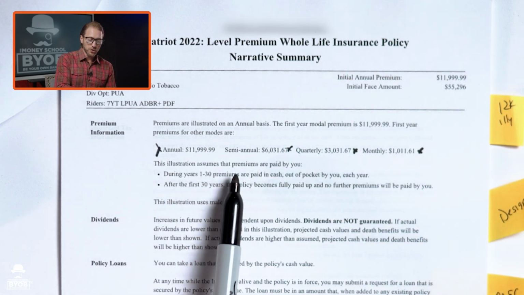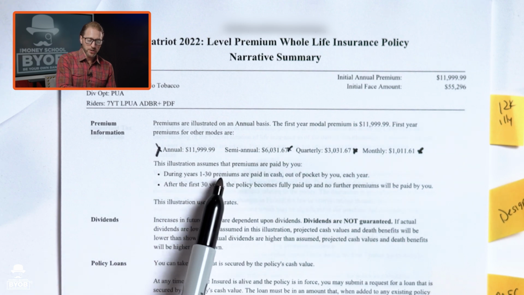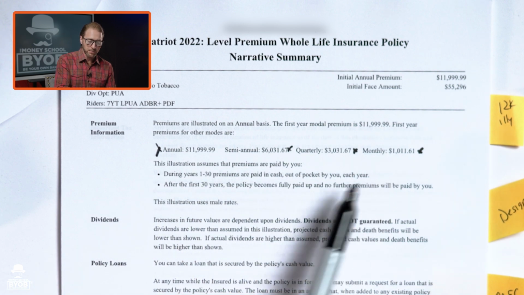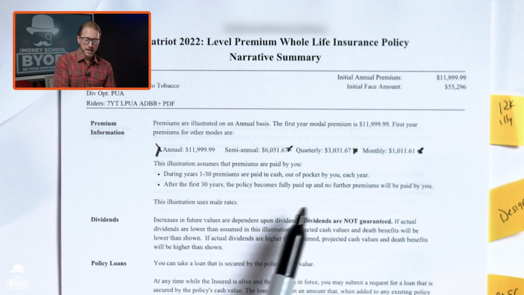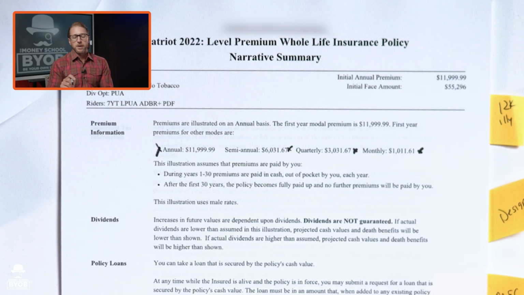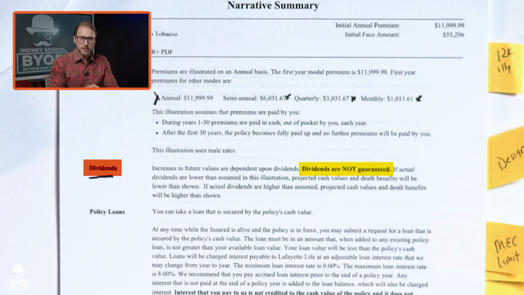The illustration assumes that premiums are paid by you during years 1 through 30. Premiums are paid in cash, out of pocket by you, and after the first 30 years, the policy becomes fully paid up and no further premiums will be paid by you. This one we talk about all the time: dividends are not guaranteed. The guaranteed interest rate on the policy is in the contract. This is not the contract, this is just the illustration, but it's stated in the contract. Here, it's just prefacing that dividends are not guaranteed. So dividends could be lower, they could be higher.